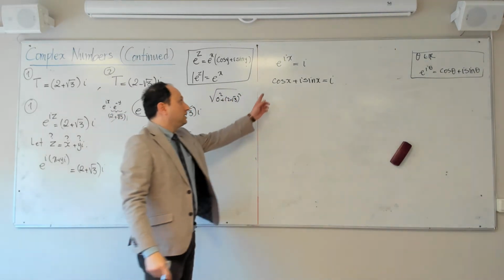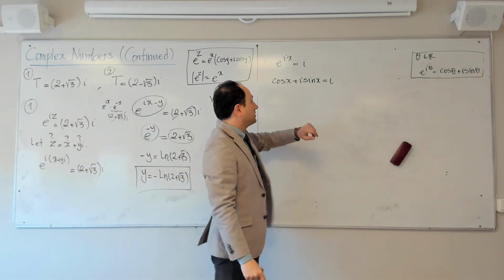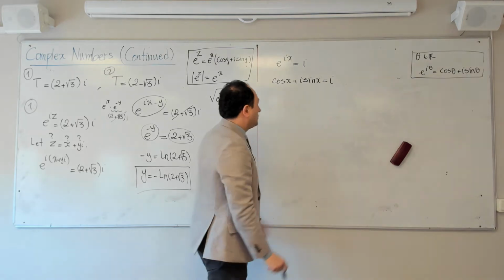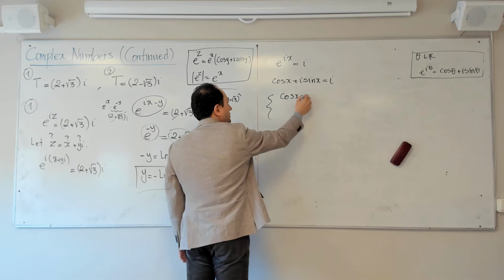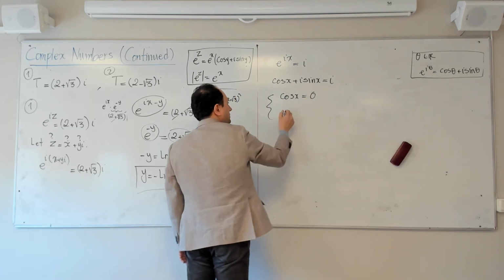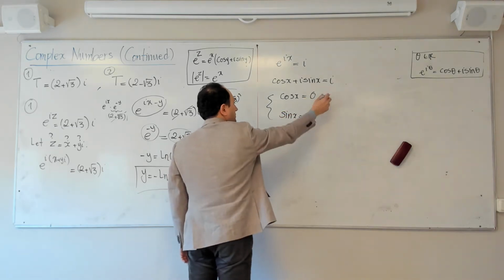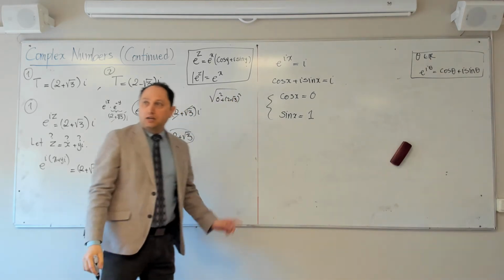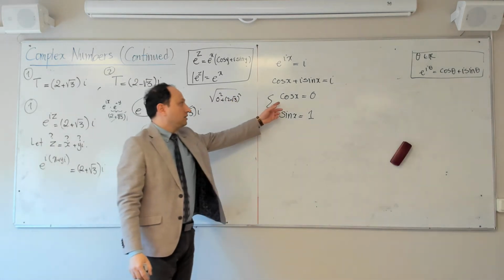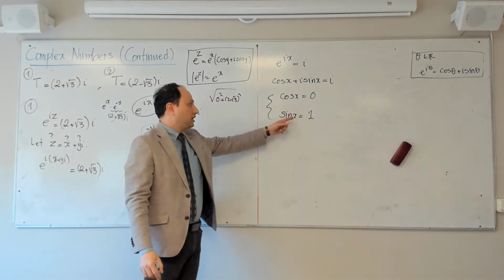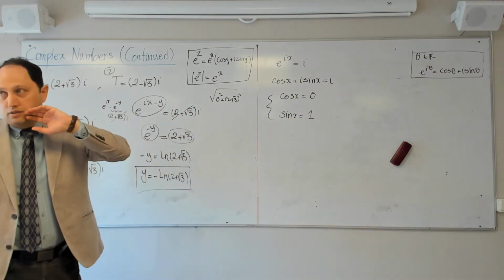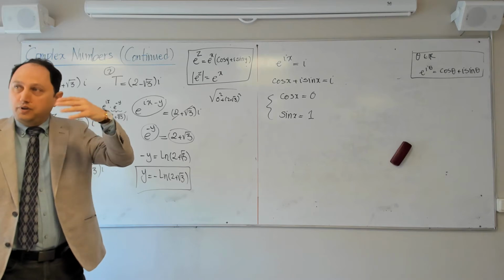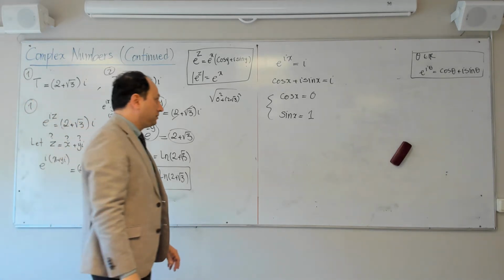But the left-hand side is a complex number, the right-hand side is a complex number, they are supposed to be equal. This cannot happen unless the real part matches the real part, which is 0, and the imaginary part matches the imaginary part, which is 1. And now I'm asking you, what is x? Cosine is supposed to be 0, sine is supposed to be 1. What is that x? Pi over 2 plus 2n pi. Yes, any multiple of that is possible.